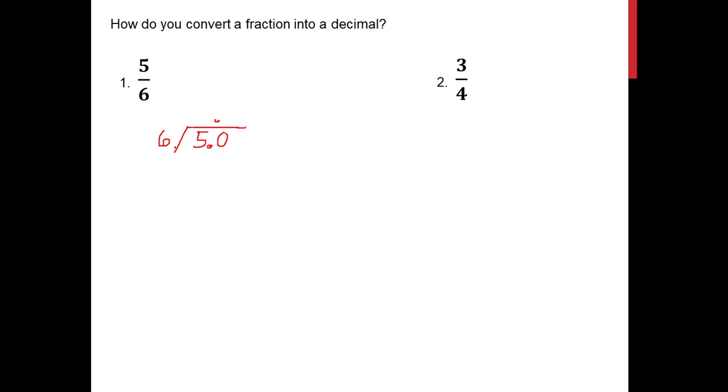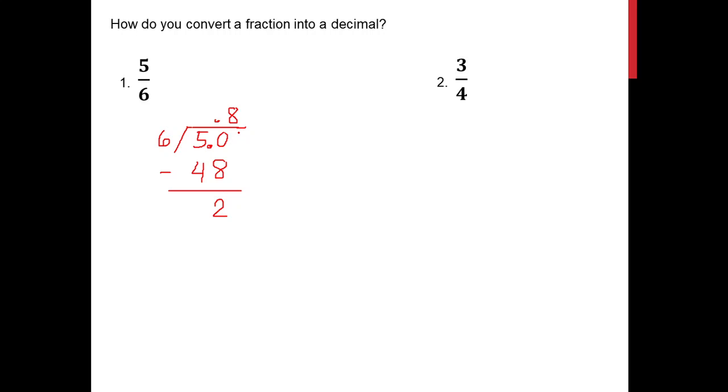So 50 divided by 6, how many 6 are there in 50? Correct, there are 8 6 in 50. So what's the next process? Multiply the quotient to the divisor. So we have 8 times 6 gives us 48. Then what's the next process here? Subtract. 50 minus 48, that is 2.